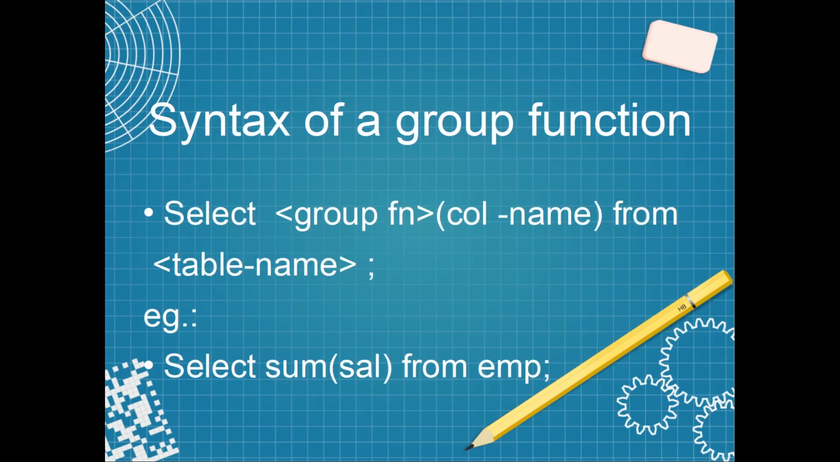Now let us see the syntax of a group function. How can we use it in our MySQL? The syntax is like this. SELECT group function, column name in brackets, FROM table name, semicolon. Example: SELECT SUM(sal) FROM emp; where sal is the column name, SUM is the group function, and emp is the table. So this query will calculate the sum of all the employees' salary column from the table EMP.